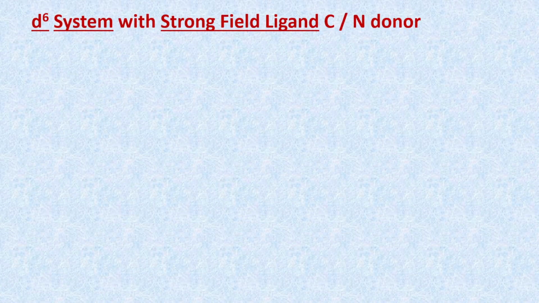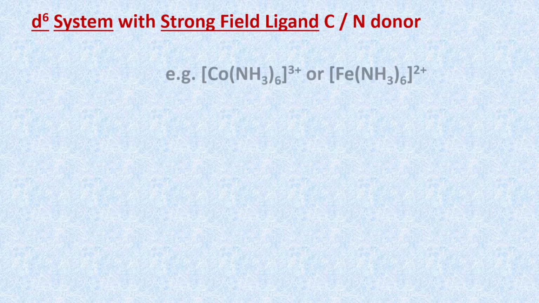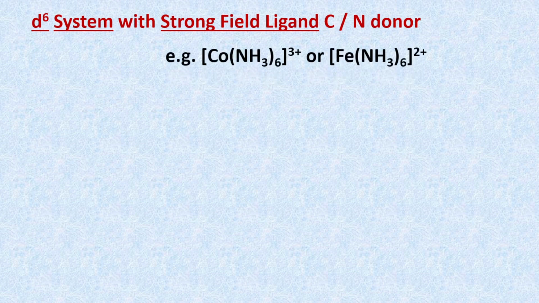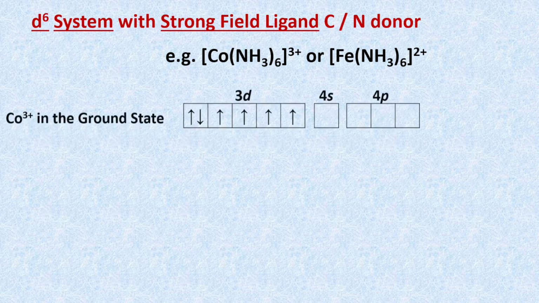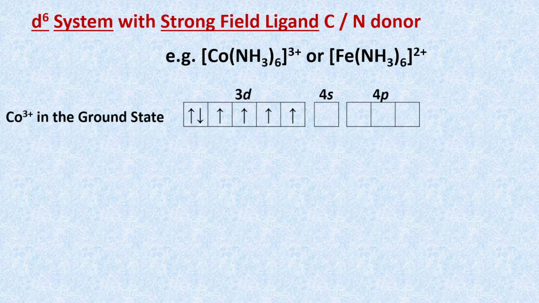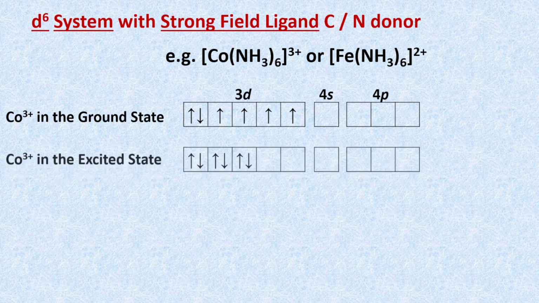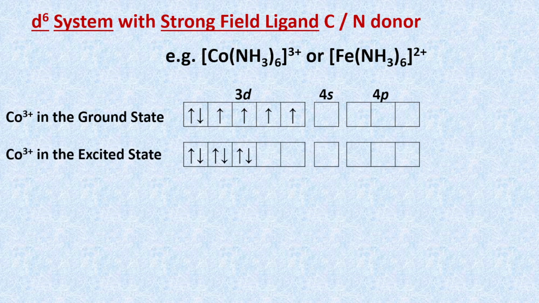D6 system with a strong field carbon or nitrogen donor ligand. Example: hexaamminecobalt(3+) or hexaammineiron(2+). The atomic number of cobalt is 27 and its oxidation state is +3. So the valence electronic configuration is 3d6 4s0 4p0. It has no vacant 3d orbital while the ligand is a nitrogen donor. So the rearrangement has to take place in the excited state to vacate two empty 3d orbitals.